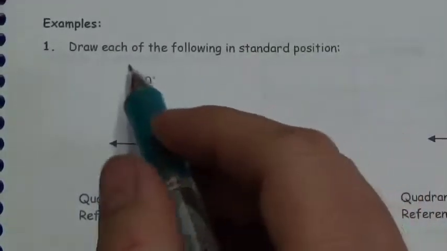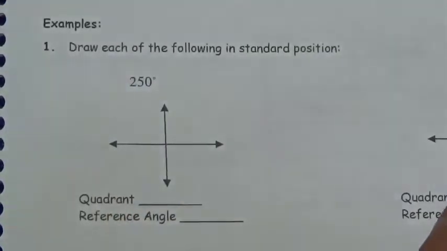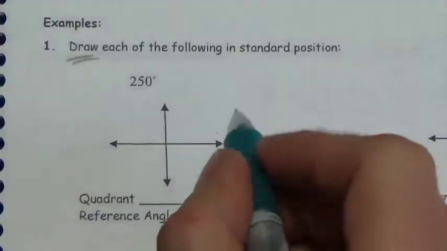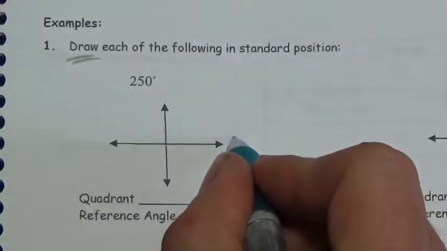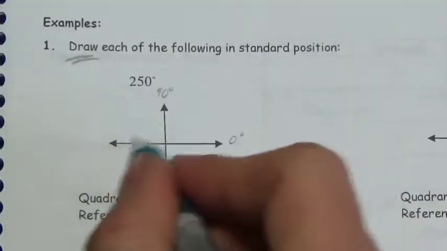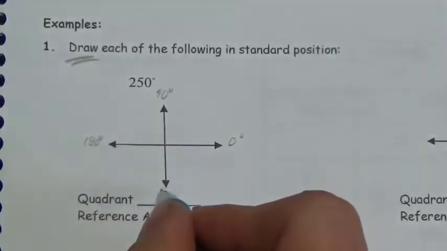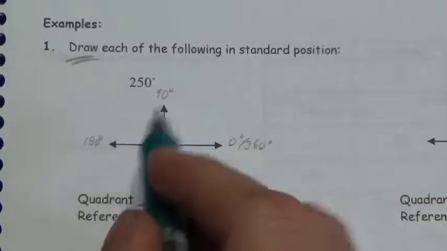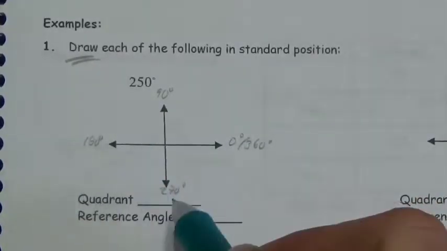Okay, so let's take a look at some questions here. Draw each of the following in standard position. Okay, I'm asking you to draw them, then we're going to identify a couple things here. So 250 degrees. Now remember that this is 0, 90, 180, this would be 270, and then we come back around here and this would be 360. So 250 is going to be between 180 and 270.